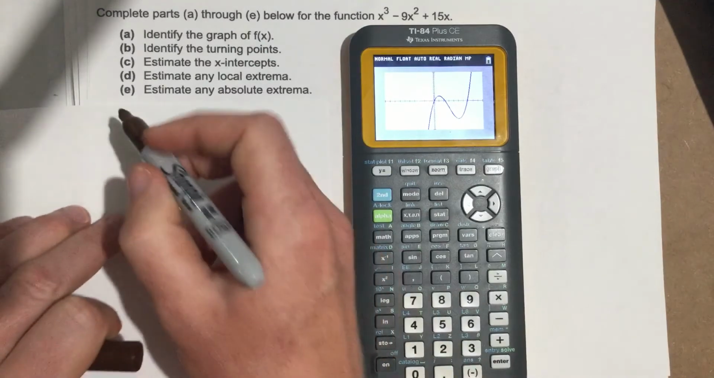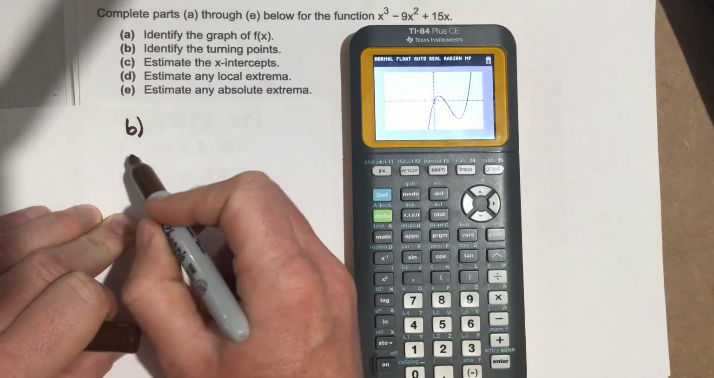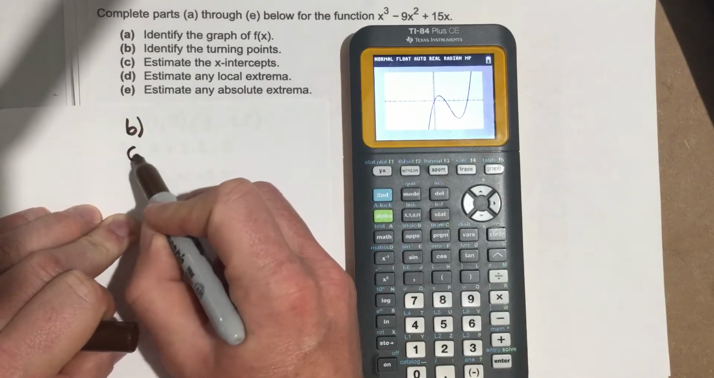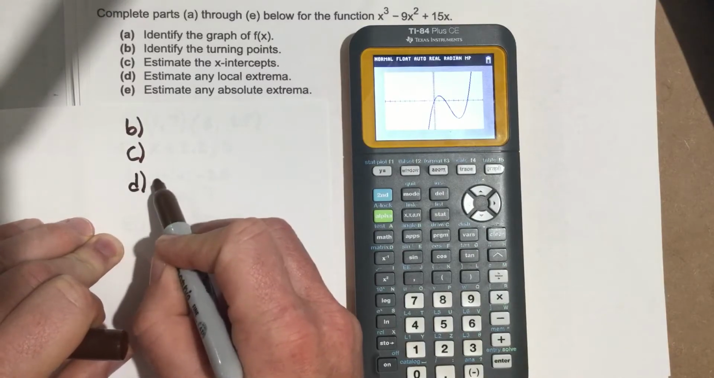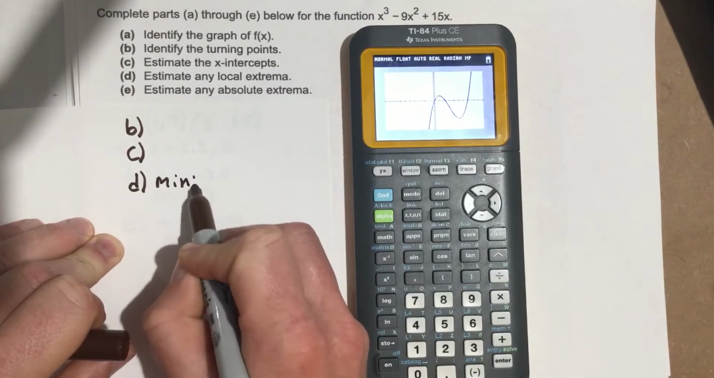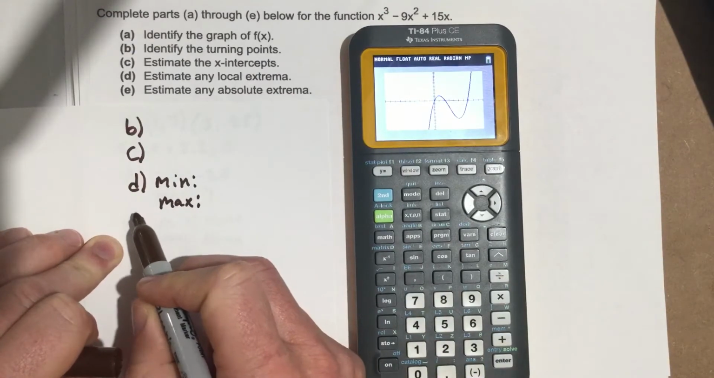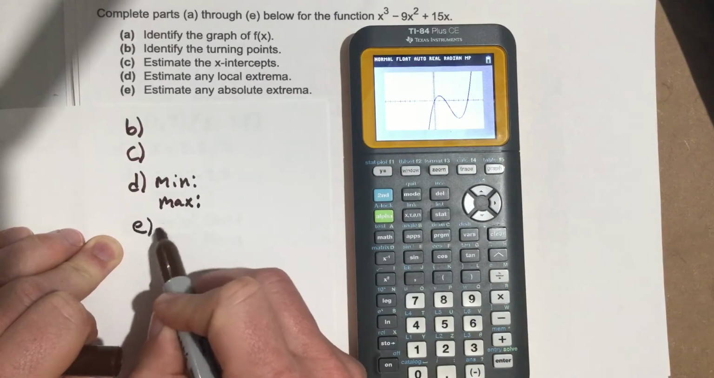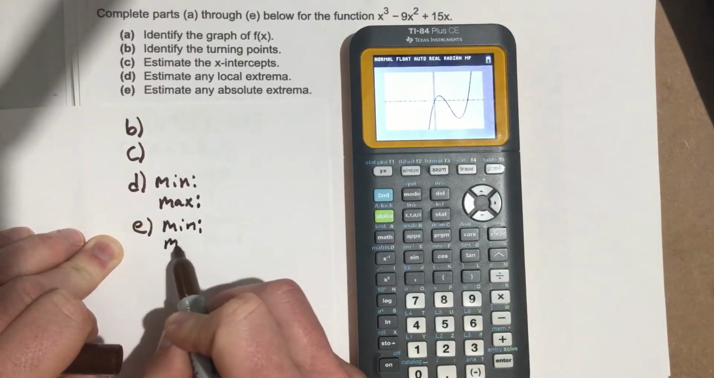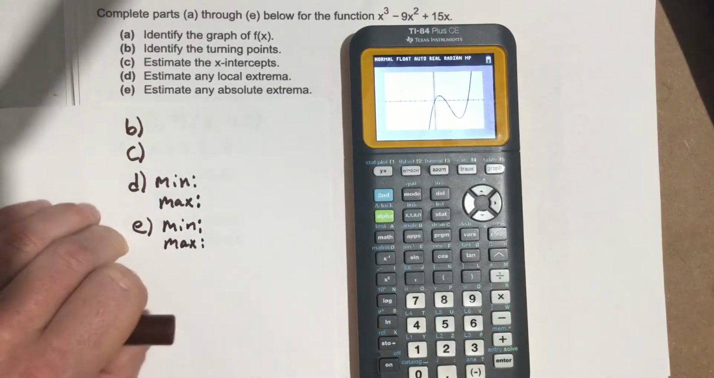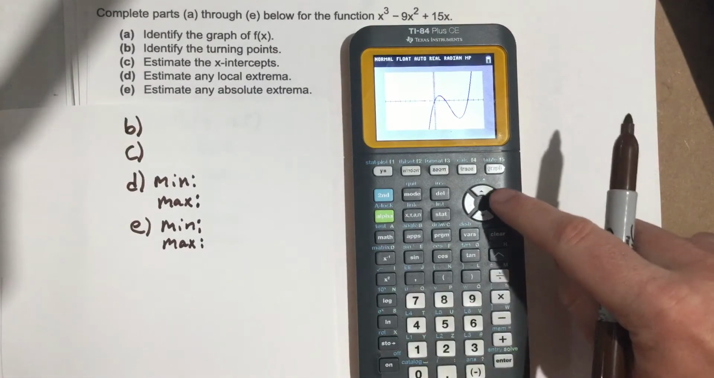We might as well just answer part B. And I'm going to kind of set this whole thing up. Part B, part C, D is going to have a min or a max maybe, because that's local min or local max. And part E, we're also going to have an absolute min or an absolute max possibly. Because we're going to answer these kind of all at the same time. So let's get the turning points first.